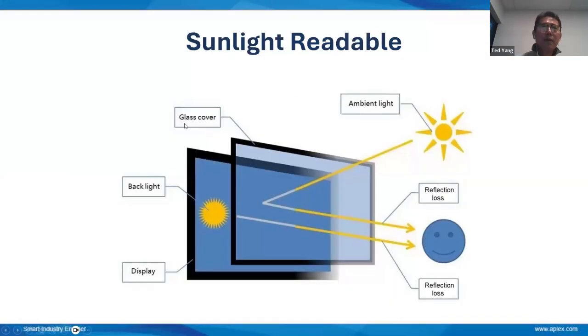Moving forward, sunlight readable. What exactly is sunlight readable? To make a display sunlight readable, there are certain criteria that we need to understand, which are the ambient light and the backlight: how bright it is out there, and how bright your panel PC is. The normal LCD is probably 300, 350 nits. If you really want to make it sunlight readable, your backlight needs to be at least 800 nits or 1,000. Some people even go to the extreme of 1,500.